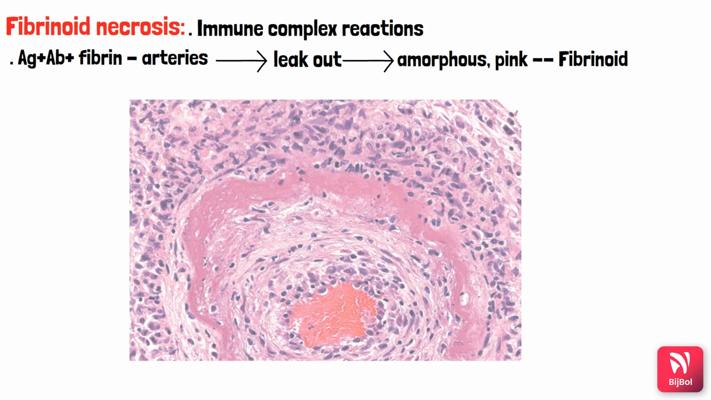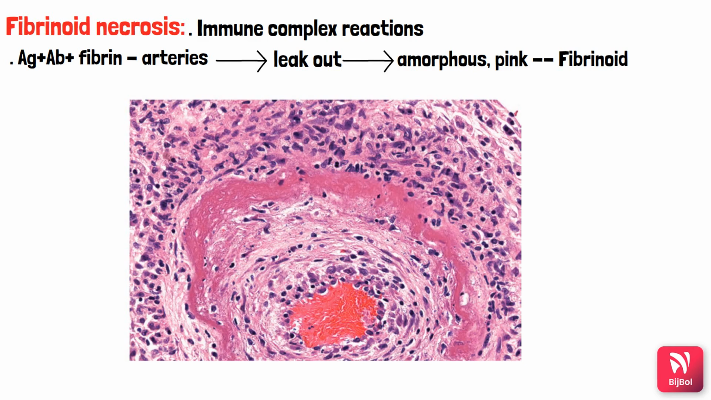If you see this microscopic picture, the central round structure is the wall of an artery, and that pink amorphous appearance is called fibrinoid, and surrounding the fibrinoid is a dense population of inflammatory cells. So this is how fibrinoid necrosis will look.